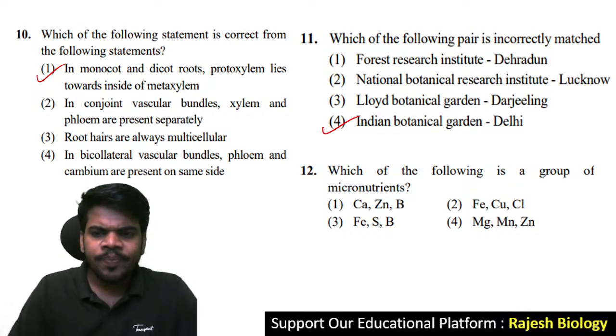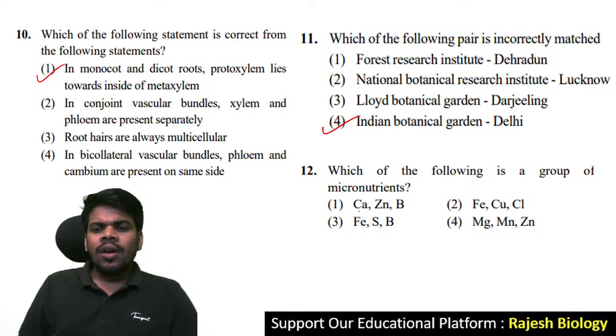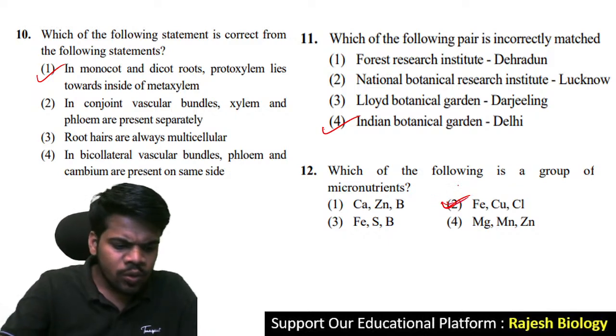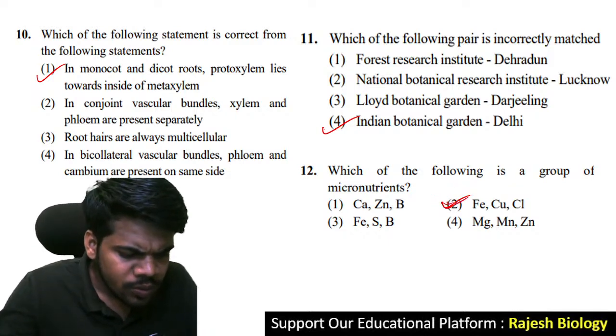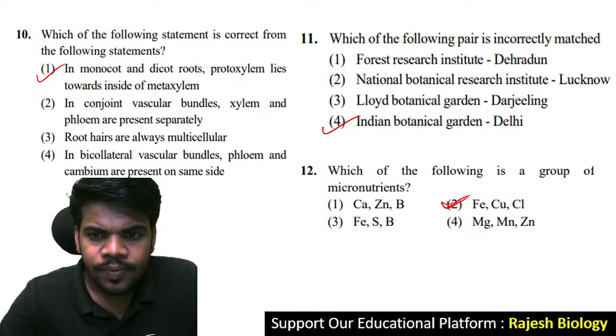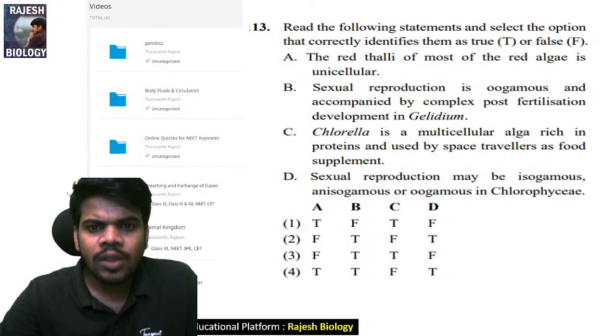12th question. Iron, copper, chloride. These are the micronutrients. 12th 2. 12th also 2. Yes, Nagjoti, it is 4 actually. 13th question.